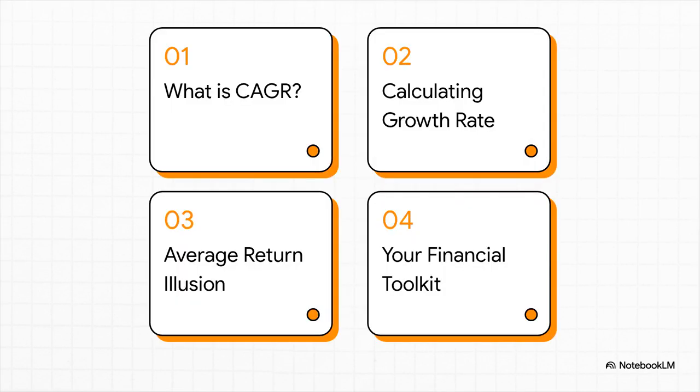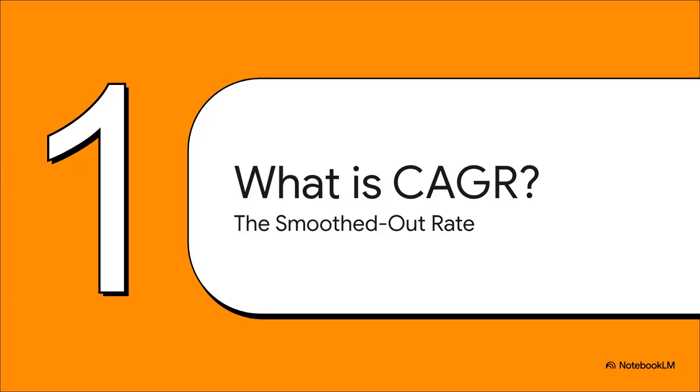So here's our game plan. First, we're going to nail down exactly what CAGR is. Then, we'll actually do the math together, step by step. After that, we'll uncover why a simple average return can be totally misleading. And finally, we'll show you how to add this to your own financial toolkit. Okay, let's jump right in.